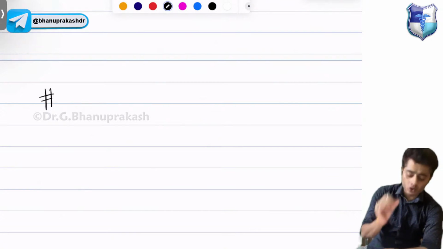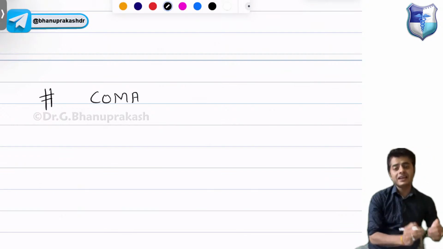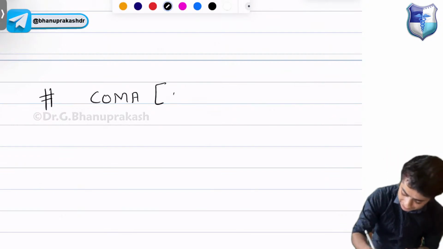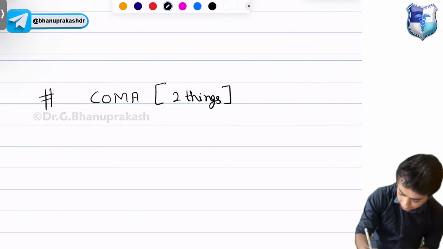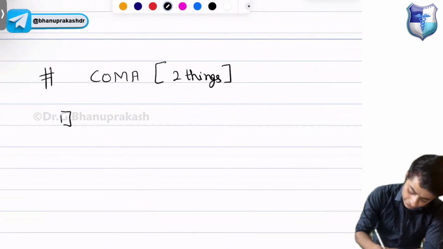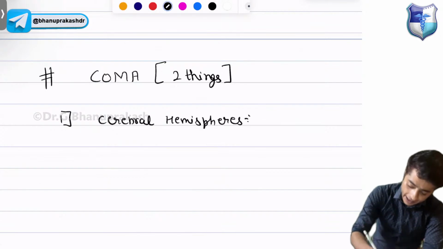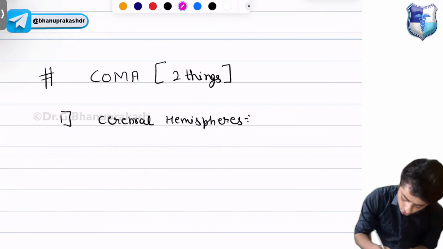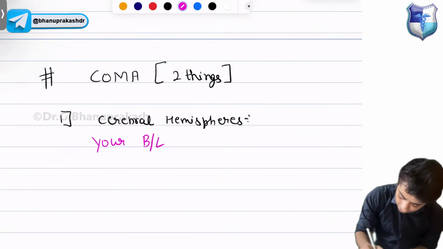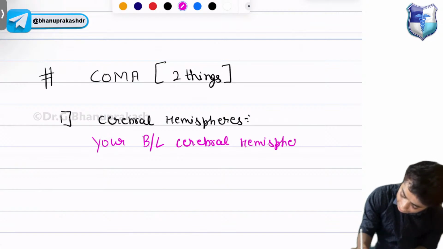So to say a patient is in coma, there are two things. First is your cerebral hemisphere. For a patient to be in coma, your bilateral cerebral hemispheres should be damaged.